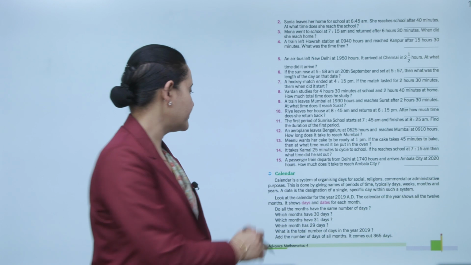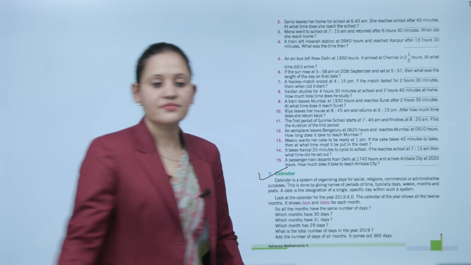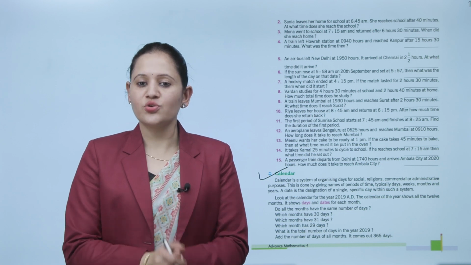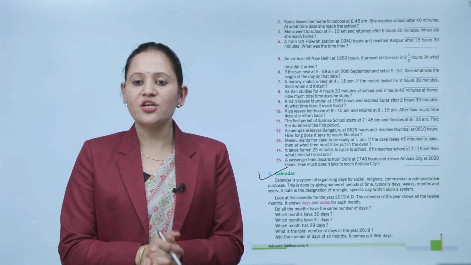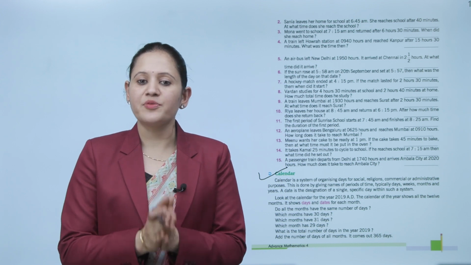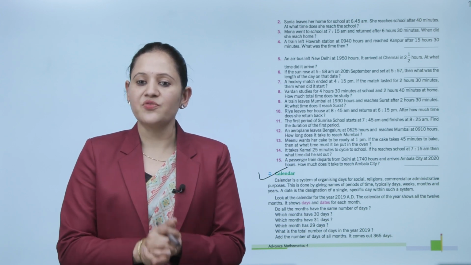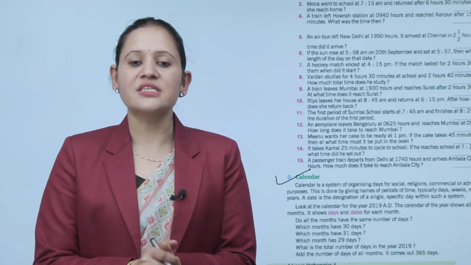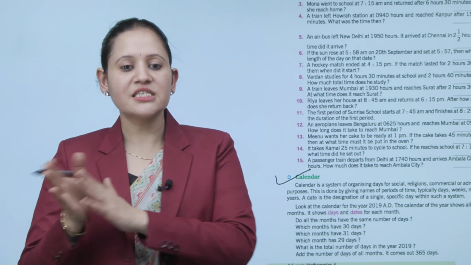Next is calendar. A calendar is a system of organizing days for social, religious, commercial, and administrative purposes. This is done by giving the name of the period of time, typically days, weeks, months and years. The date is the designation of a single specific day within such a system.